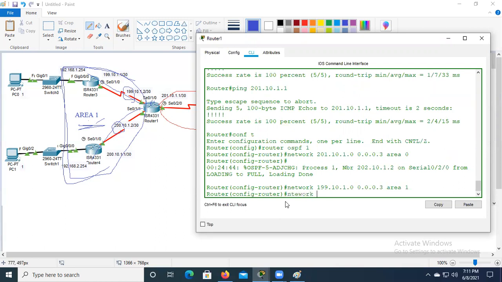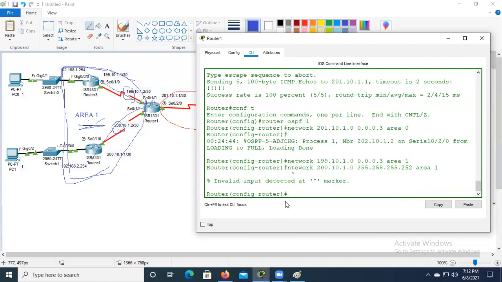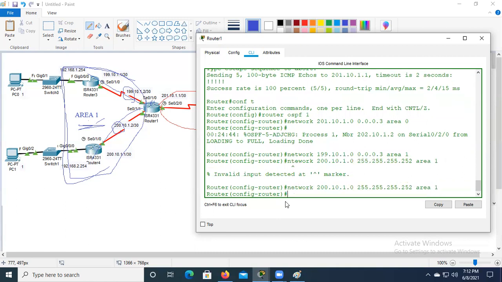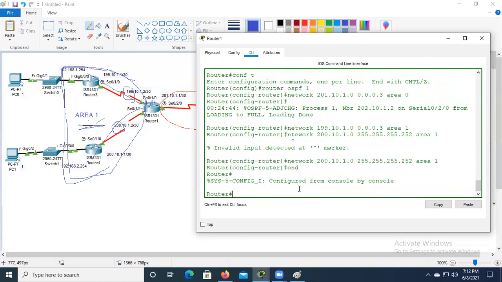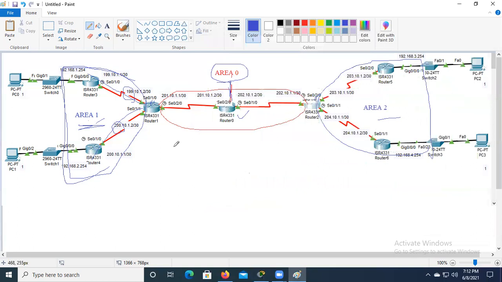Let me type network 200.10.1.0 0.0.0.3 area 1. I have done two networks in area 1 and the other one in area 0. The next command is end. That's it. Don't do it like spoon feeding. From here on, you have to try to learn the things.